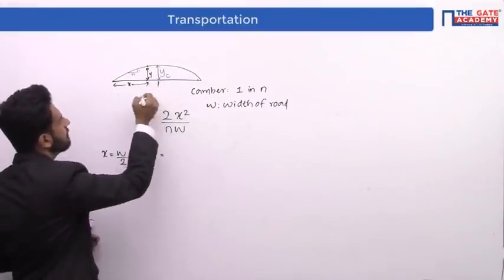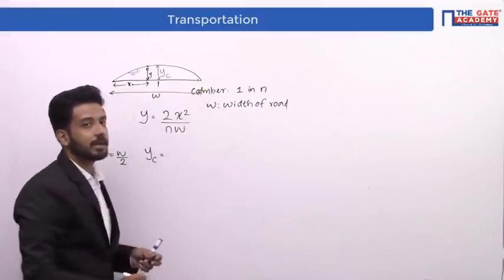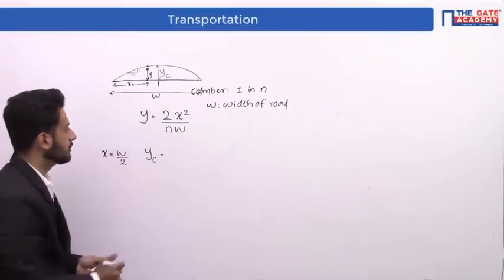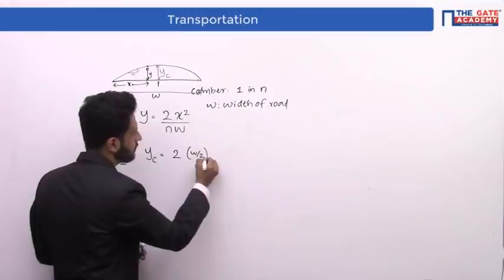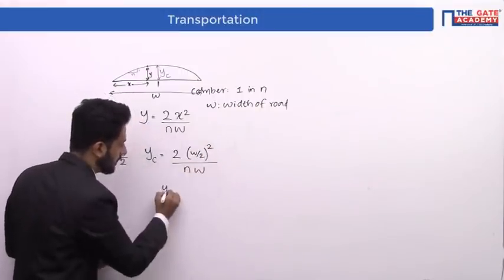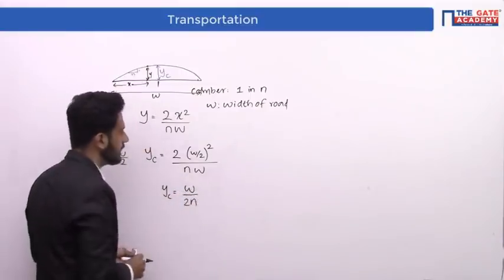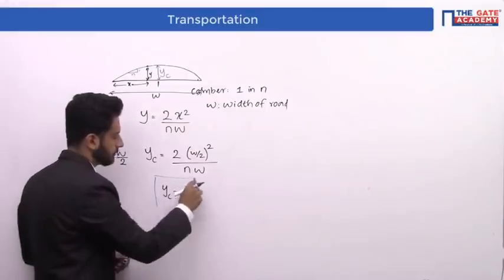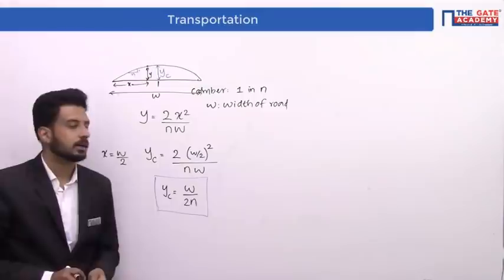So the X value will become half the total width, so X value will become width divided by 2. So if I substitute W by 2 into the equation, squared by NW, what will you get? YC is equal to W by 2N. So this is the equation for the height of the crown.